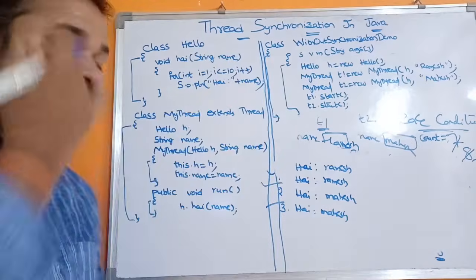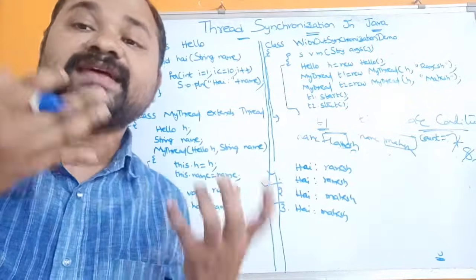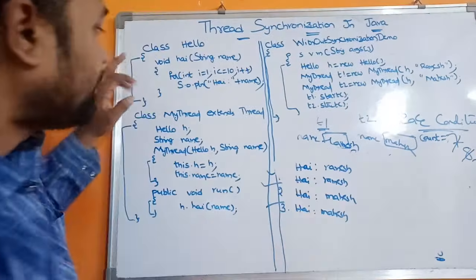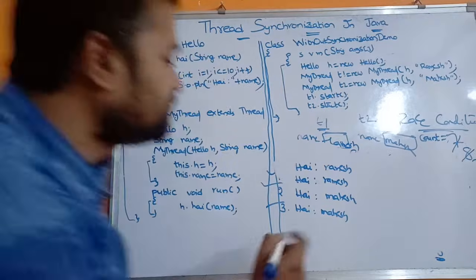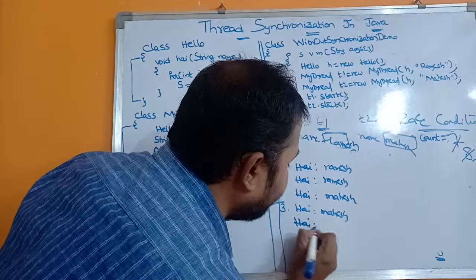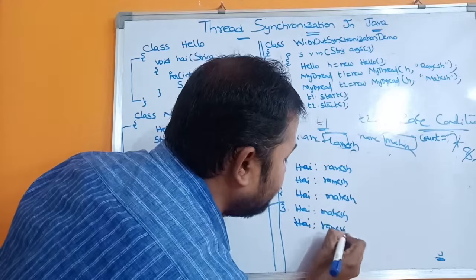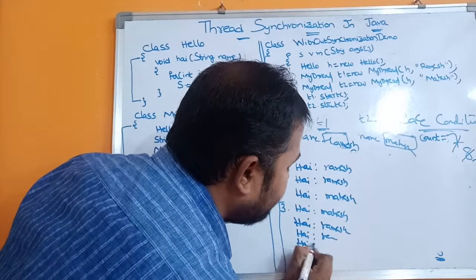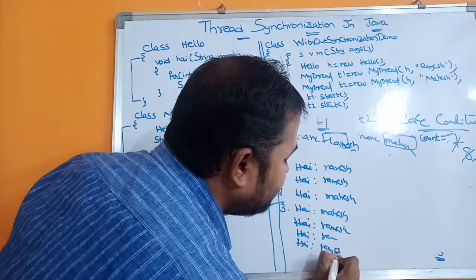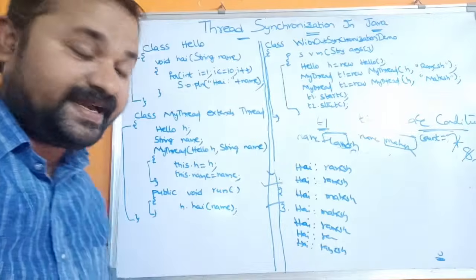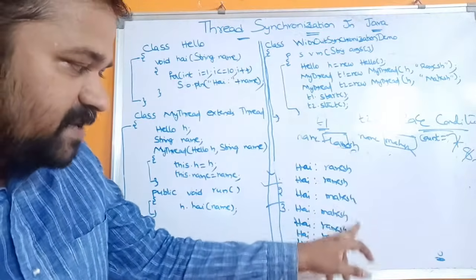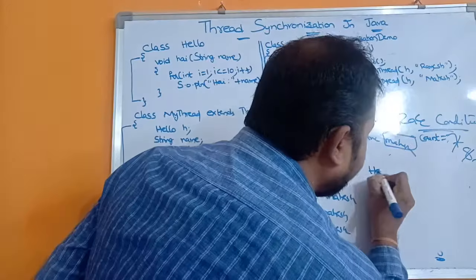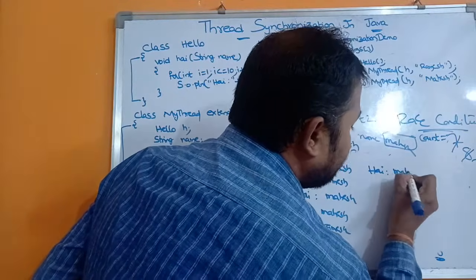Next, let us assume that the CPU starts executing thread T1. In T1, how many times was Ramesh printed? 2 times. So next the i value will become 3. So "hi: Ramesh". Let us assume that this message is printed 3 times now: "hi: Ramesh", "hi: Ramesh". Next, let us assume that the CPU starts executing the second thread. Previously, the CPU executed thread T2 2 times. Now let us assume that it has executed 1 more time.